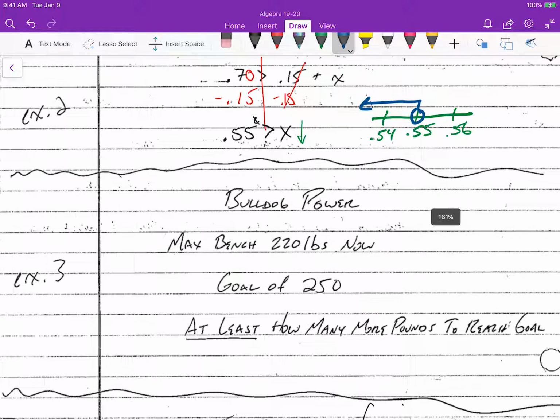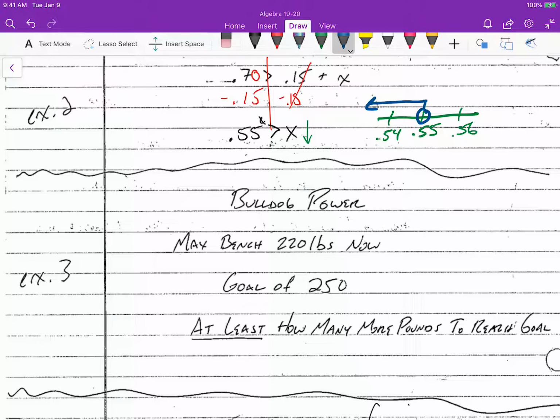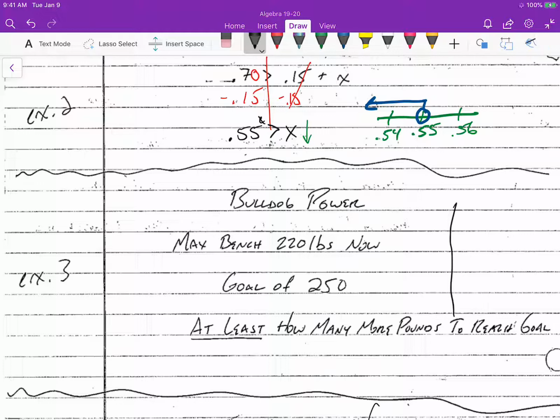All right, there will be some quick word problems. Here's an example, right? Bulldog power. Let's say your max bench is 220 pounds. Woohoo! But you have a goal of 250, so you're not there yet. Okay, so here's the situation, right? You have now and you have your future. Your future, you want 250, but are you okay with having more than 250? Definitely. Okay, so that's your goal. So instead of future, let's call that your goal.